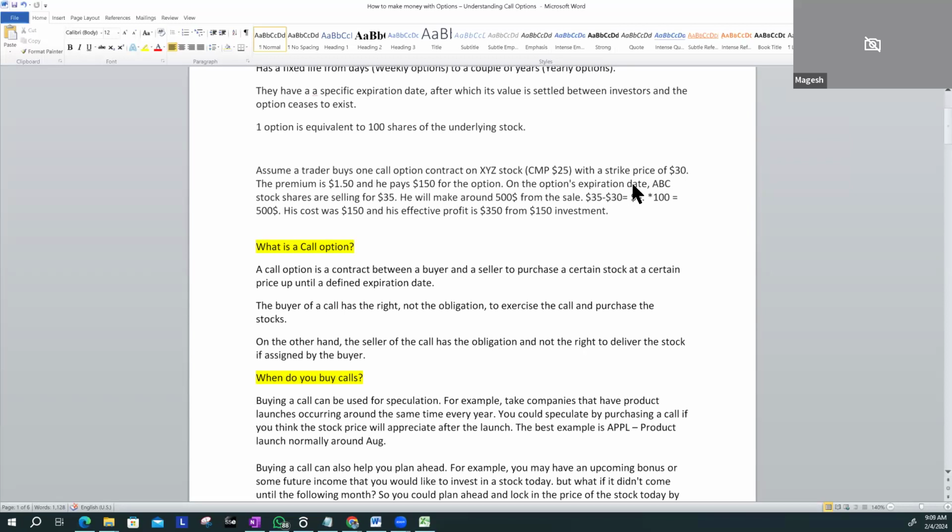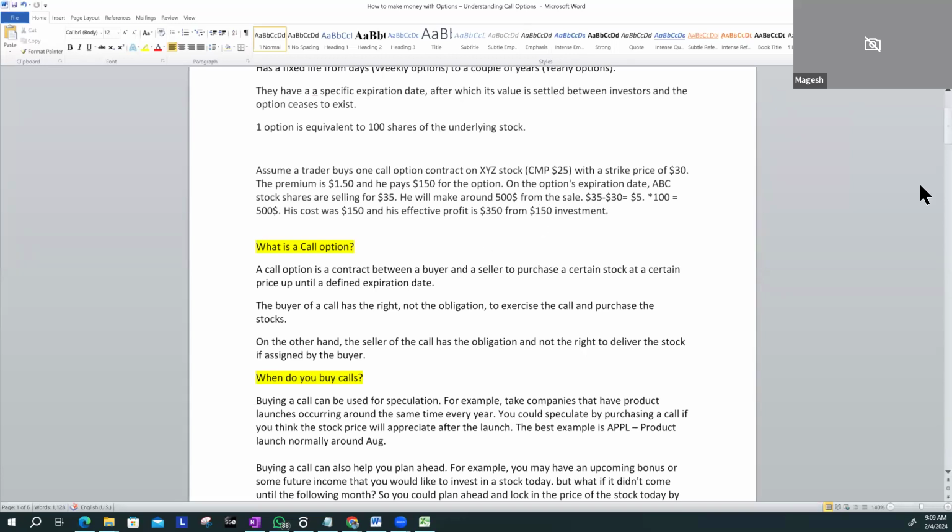On the option's expiration date, if the shares are selling at 35, we are assuming it may not go up to 35, but assuming that in this case it is 35, then he will make around $500 from the sale, because his strike price was 30, and 35 minus 30, $5, he makes into 100 shares. So he makes $500. His cost was 150 and his effective profit is 350 on an investment of $150. So it gives a very high return. But the risk is also there. If it stays below 30, then you lose the entire premium. Your risk is limited to that 150. Anyway, this is more related to call.